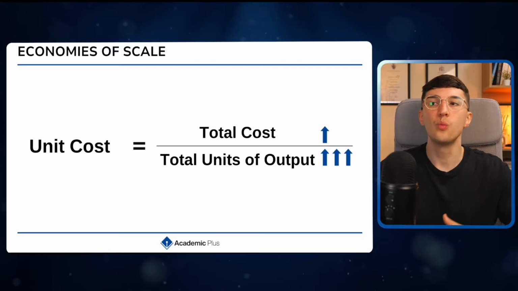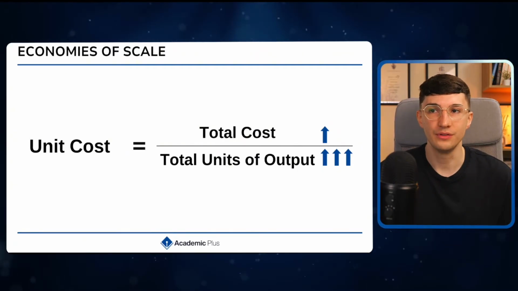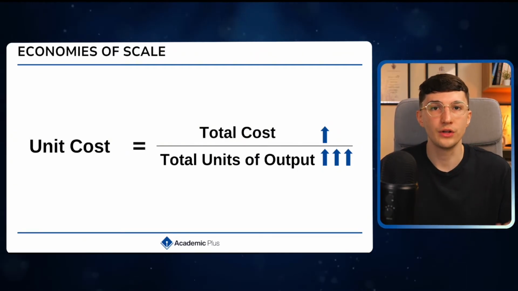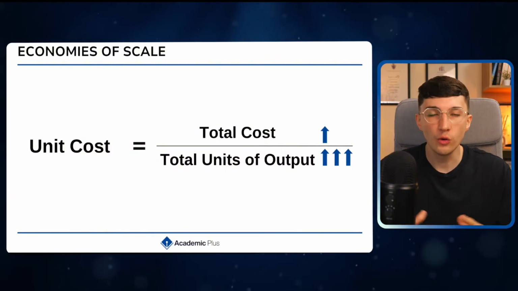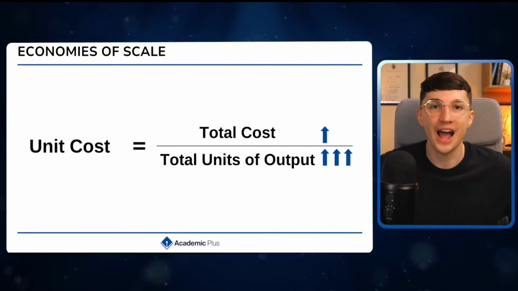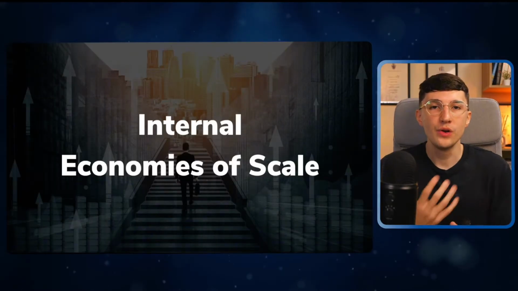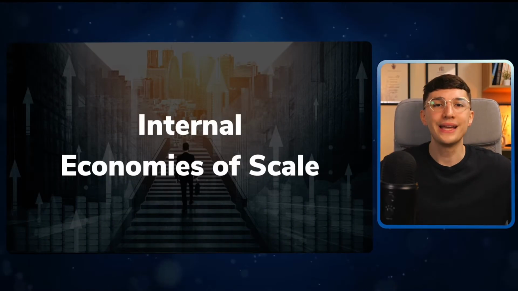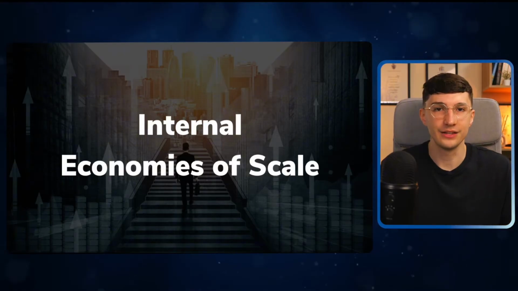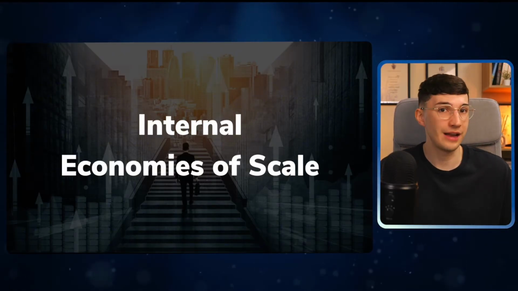And the reason why economies of scale happen is because your total costs are increasing, but your total output is increasing at a greater rate. That's why we have economies of scale. Now, when we look at economies of scale, there are two main categories of how a business can attain this: internal economies of scale and external.